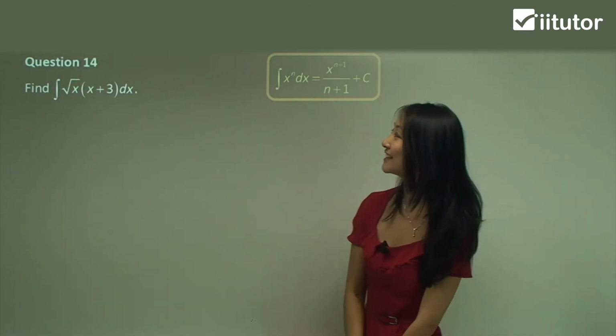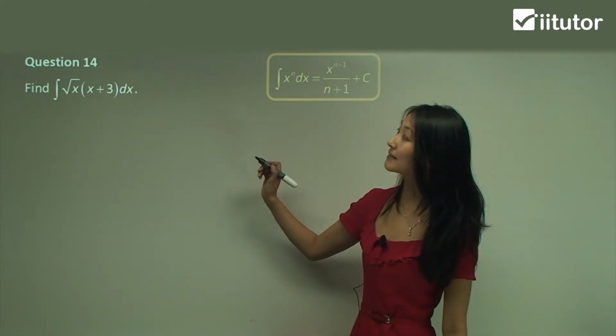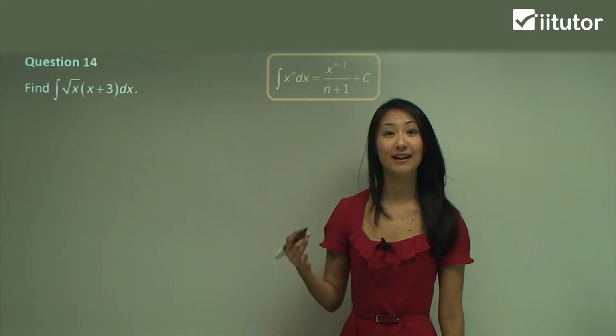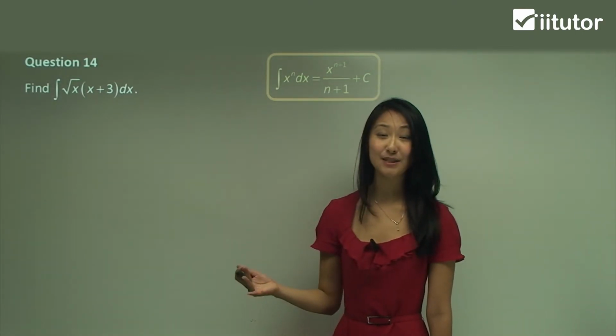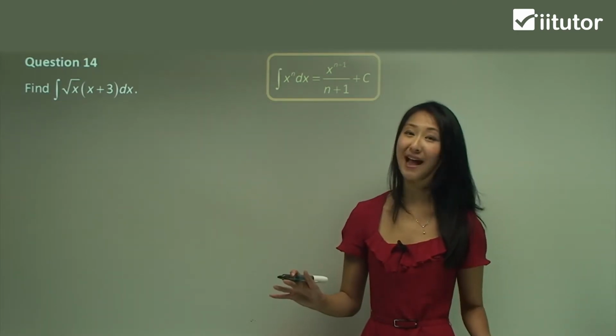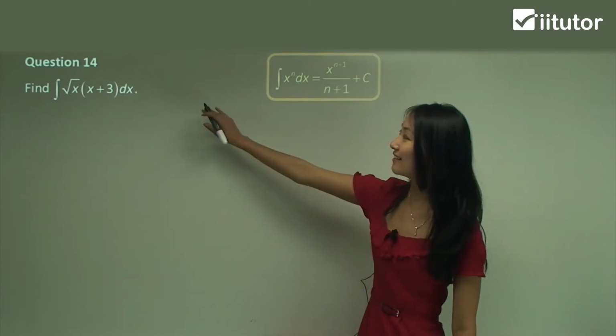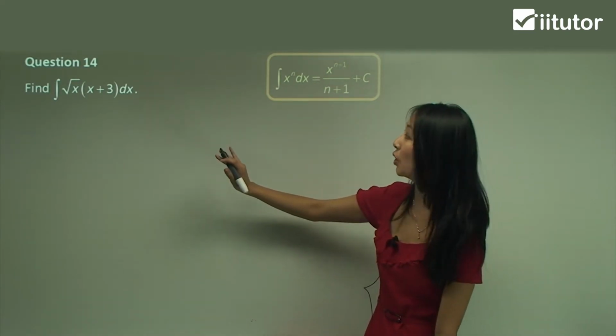So in question 14, we want to find the integration of the square root of x multiplied by x plus 3 dx. So in this one, we're combining what we've done before, which is surds, as well as with the brackets. So first thing with brackets, we know we have to expand no matter what in integration. So let's just expand this. And don't worry about the fact it's a surd, just expand as you normally would.